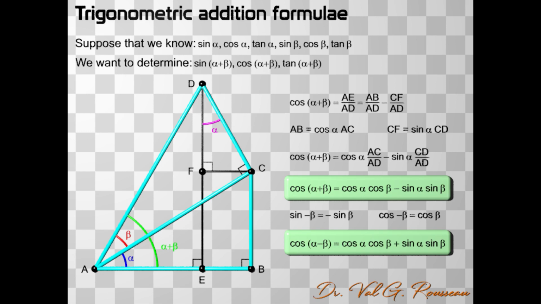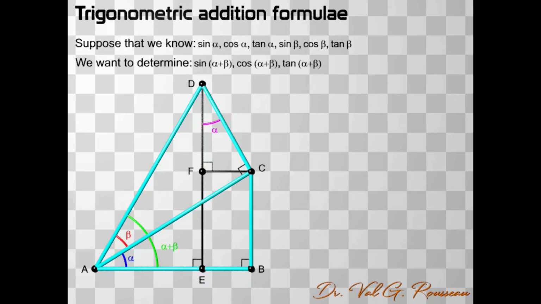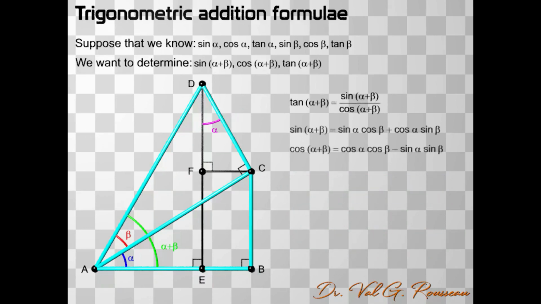For the tangent, we don't need the figure anymore. We can simply write it as the ratio sine over cosine and use the two formulas for the sum that we just derived. We could leave the result like this, but here we can do better and express the tangent of the sum exclusively in terms of the tangent of alpha and beta.